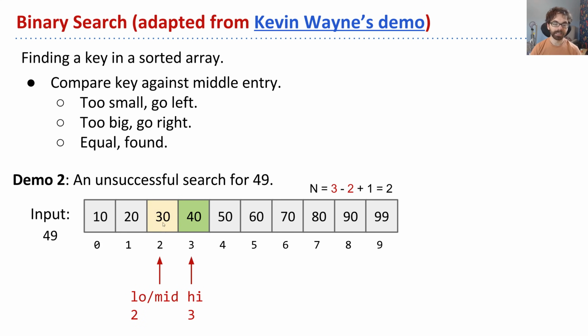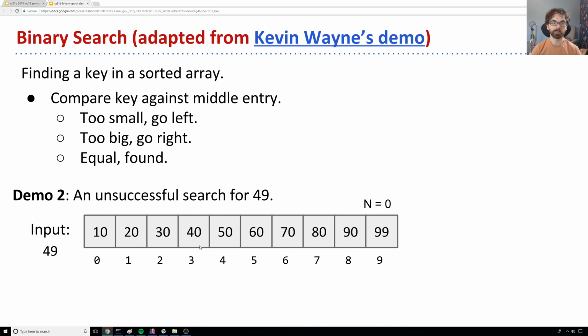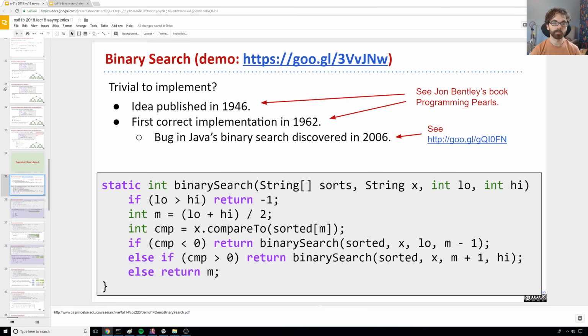So we'll round down, and we'll take position 2. In this case, it's still too large. We now look at 40. That's the only place left. And in this case, we find that it's not 49, so we have no more items to consider, and it turns out there is no 49 in the list. So that's what binary search looks like.